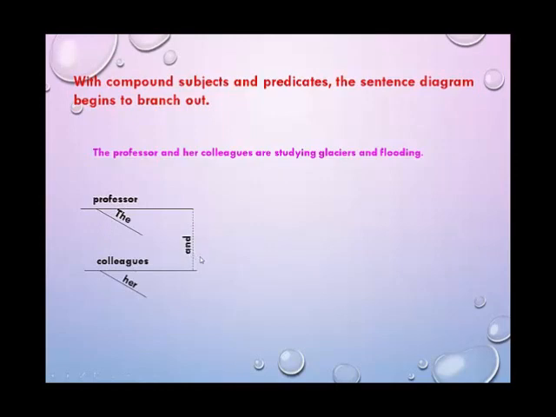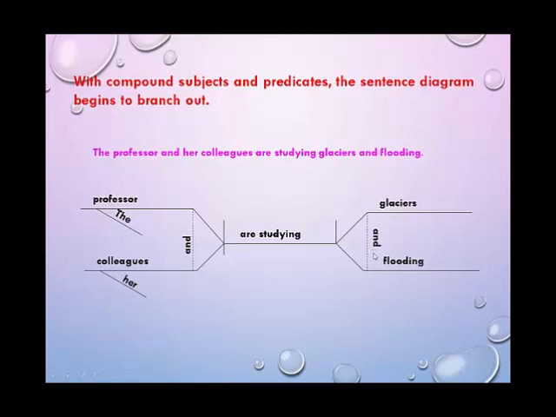When we finish working with the subject, we go to the predicate. The main verb of this sentence is are studying. Then it has a compound direct object. We're going to diagram it on two lines. On the first one we write glaciers, and then on the second one we write flooding, and both of them are joined by the conjunction and. We write the conjunction and on a dotted broken line.